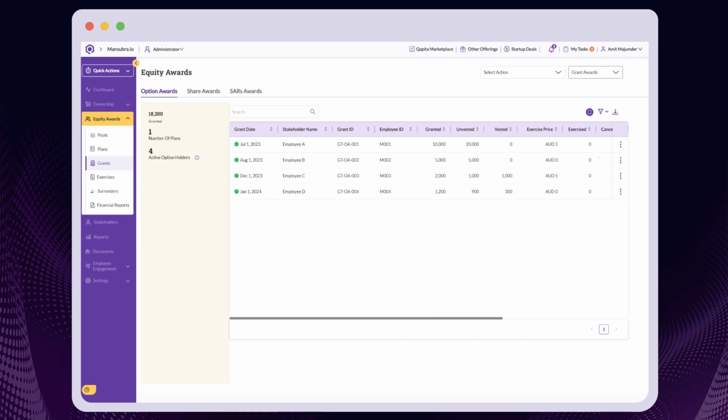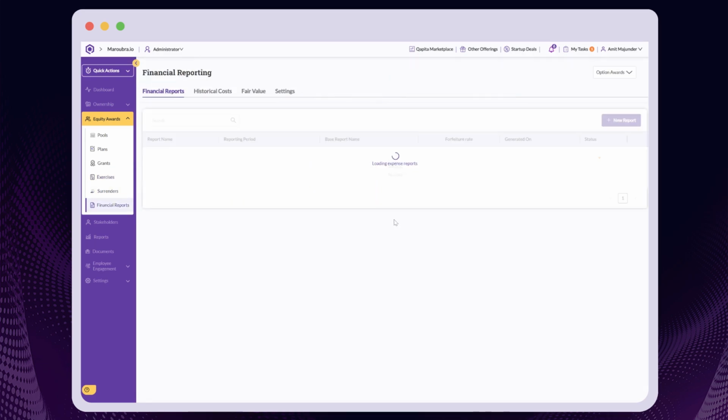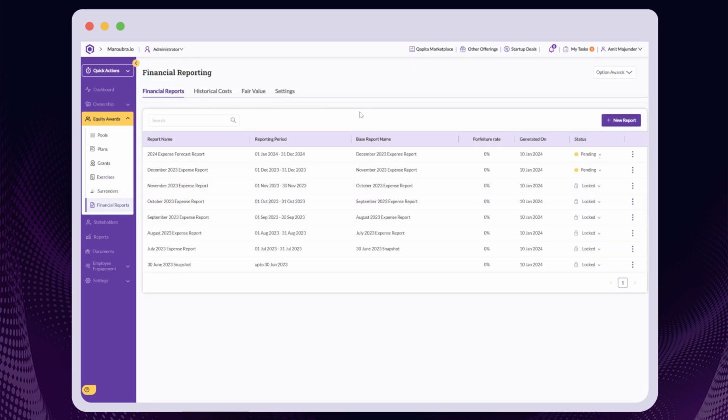We help you keep a full ledger of all equity transactions. For example, exercises, including net and cashless, option surrenders, and cash settlements via payroll. We also have the financial reporting module that allows your finance team to run ASC 718 and IFRS 2 share-based payment expense reports and disclosures.